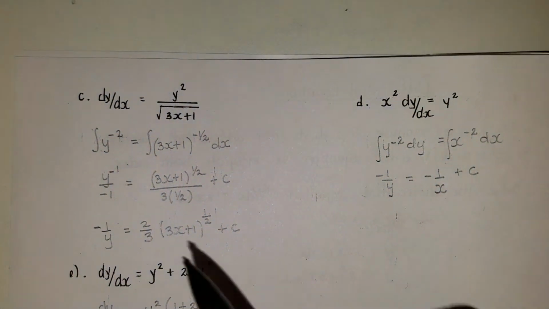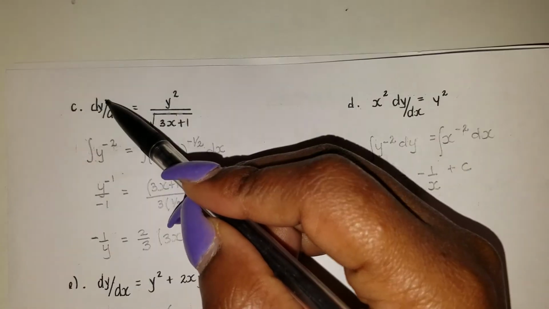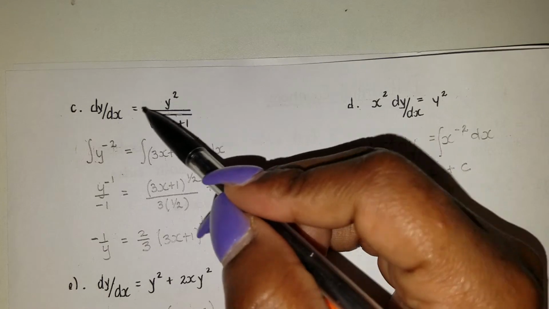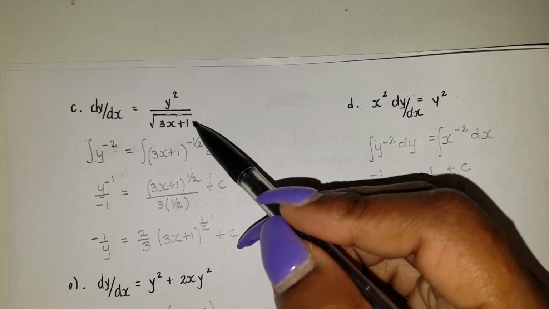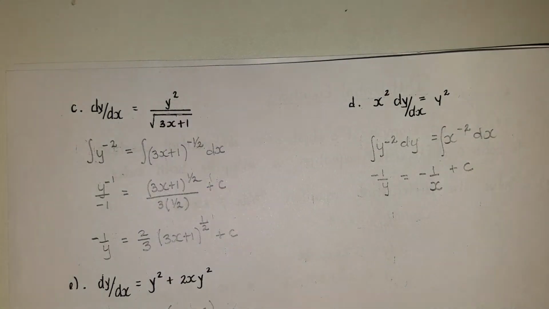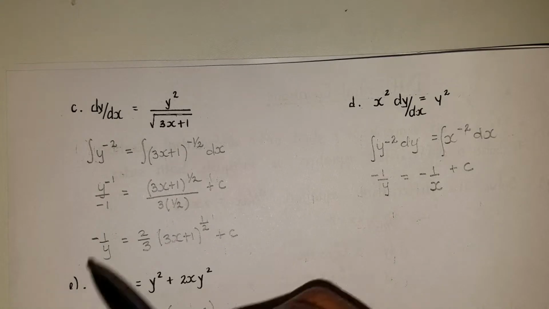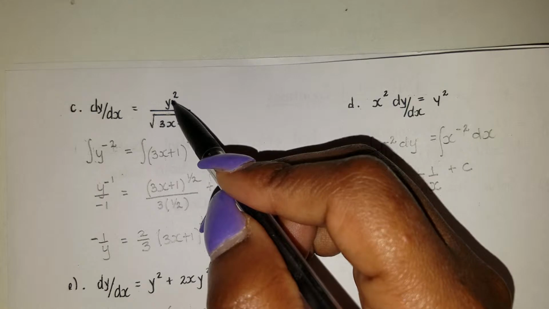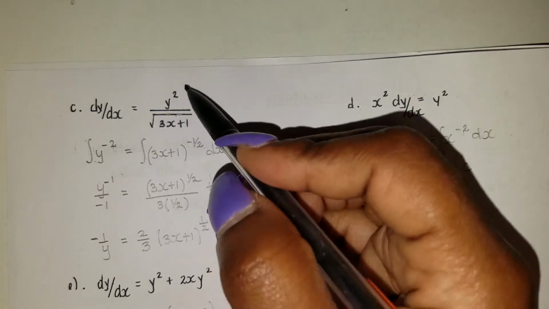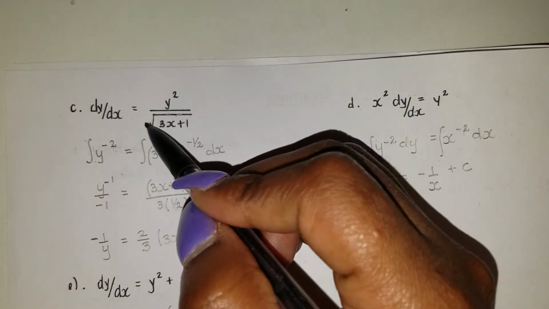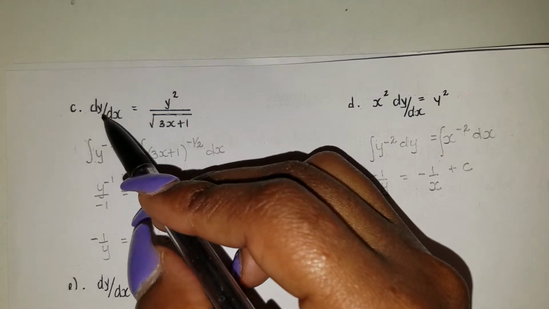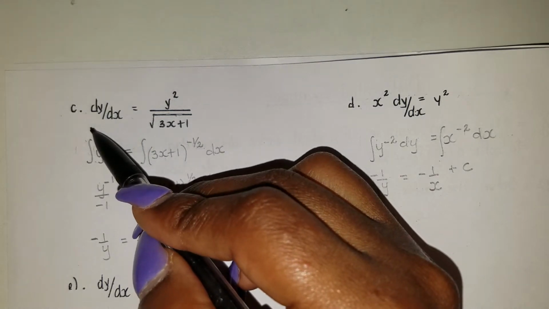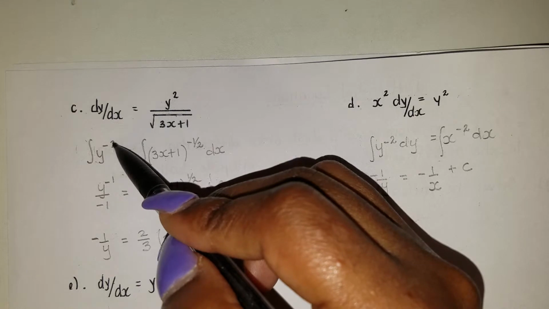In our third question, we have dy dx equals y squared over the square root of 3x plus 1. So we're going to first separate our variables. This y squared, that's a numerator, will be brought to the opposite side as 1 over y squared, or y raised to negative 2.